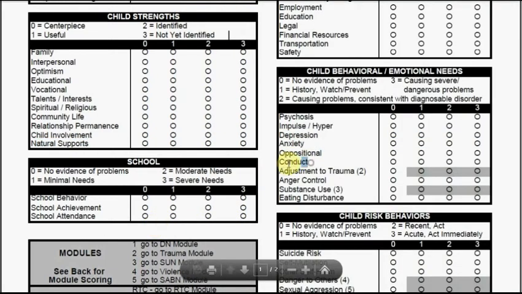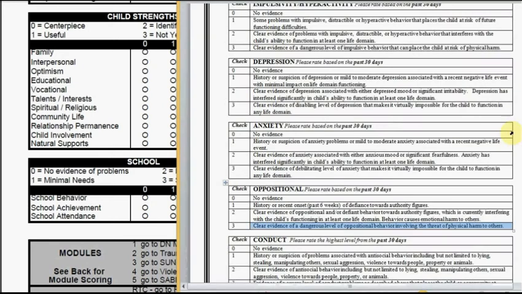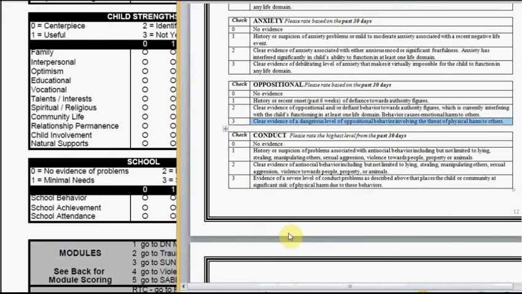The next item is conduct, and 0, not surprisingly, is no evidence. 1 is history or suspicion of problems associated with antisocial behavior, and remember that the DSM-5 allows for children to be diagnosed with antisocial personality disorder. So in 1, it's a history or suspicion of problems associated with antisocial behavior, including but not limited to lying, stealing, manipulating others, sexual aggression, violence towards people, property, or animals.